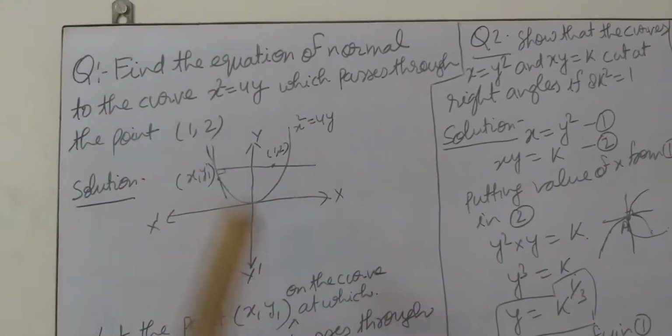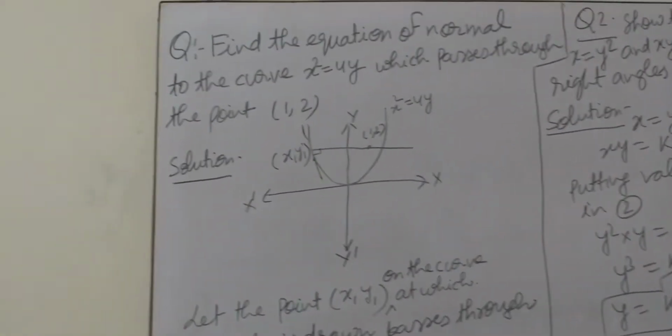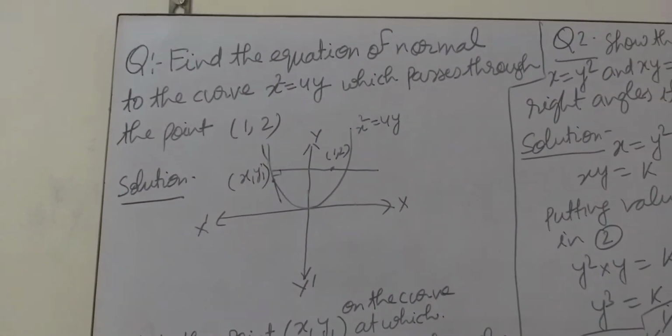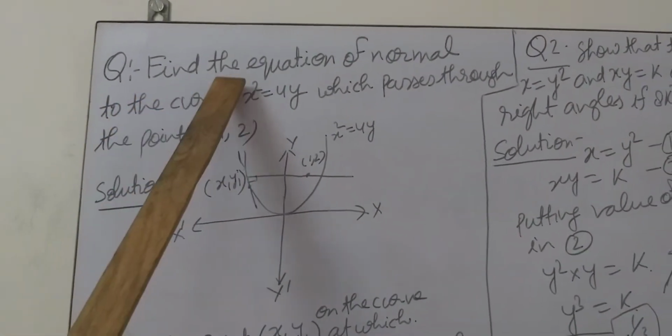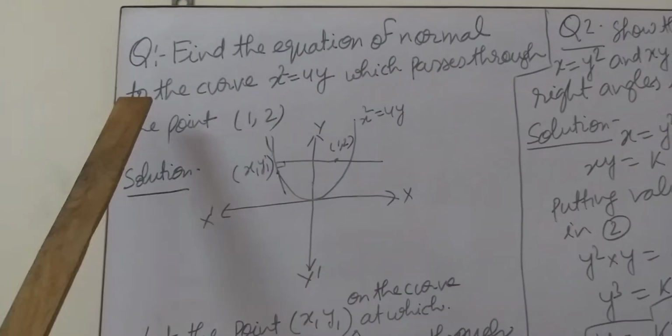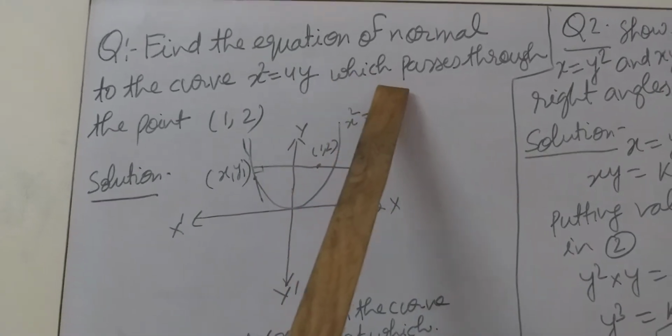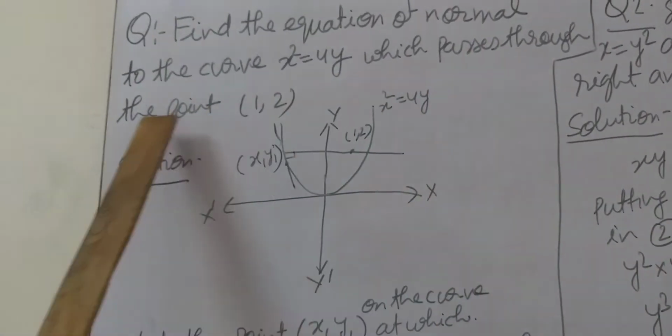Hello students. Students, let us solve more questions of tangent and normals. Find the equation of normal to the curve x square equal to 4y which passes through the point (1, 2).